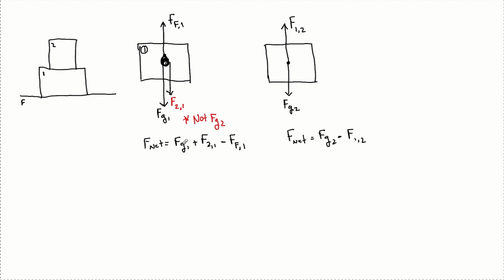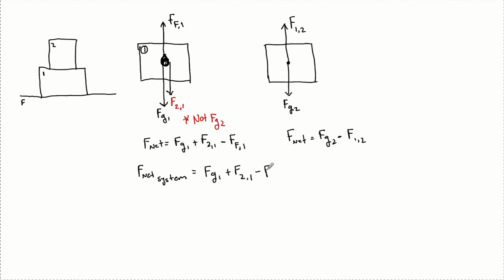But let me just look at using these two, let's make an expression for the F net of the system. It's really all of the forces, right? None of these forces would necessarily go away. So I'm just going to rewrite all of the forces that act. We have Fg1. We have the force that box 2 puts onto 1.